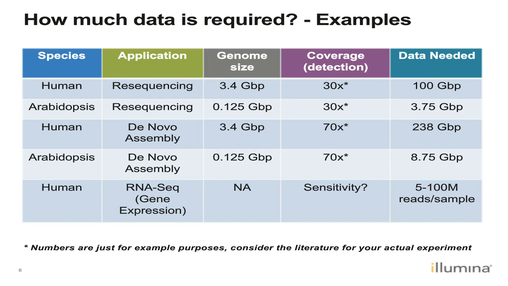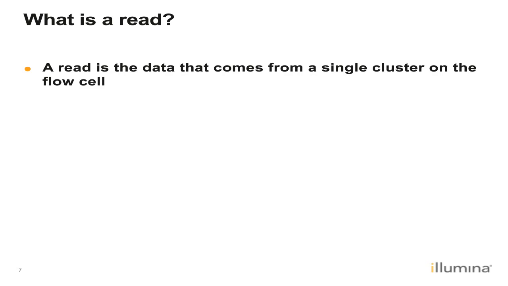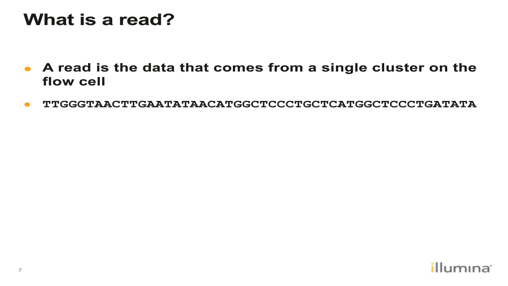Okay, so now that we have an idea about the amount of data that we're going to need, let's talk about what that data is composed of, or basically reads and what they are. So a read is the data that comes from a single cluster on the flow cell. This is the actual genomic sequence found for your sample, and it can look something like this. In this example, I'm showing a 50 base pair read. This means that it would take 50 cycles from the sequencer to produce this piece of information.